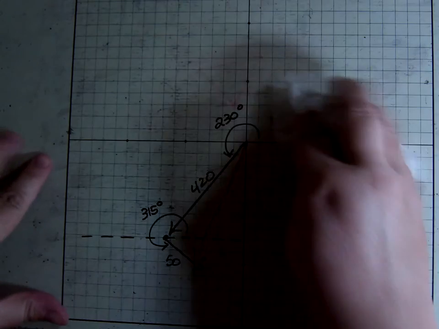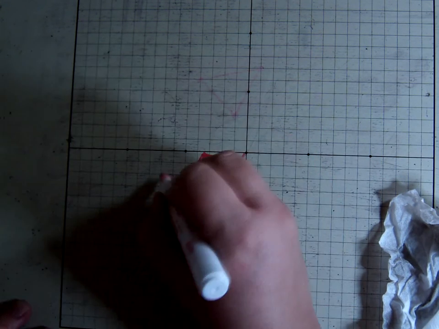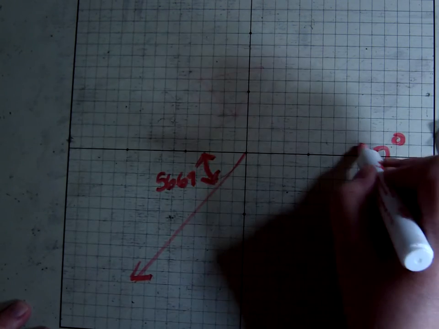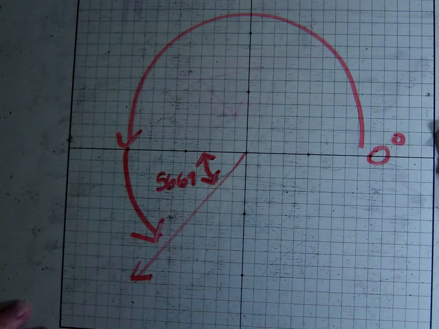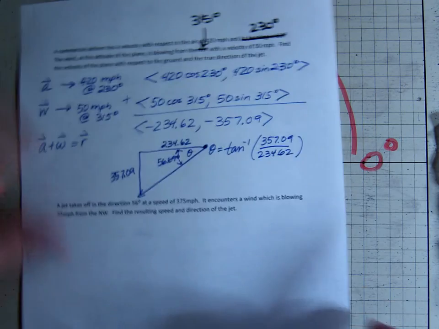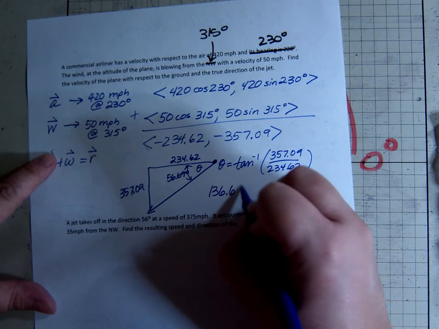56.69 degrees, we're pointing down and to the left. My triangle looked like this, so this was 56.69 degrees. So if we're starting over here at 0, we're going all the way around 180 plus another 56.69 degrees. So 180 plus 56.69 degrees is 236.69 degrees. That's my direction.